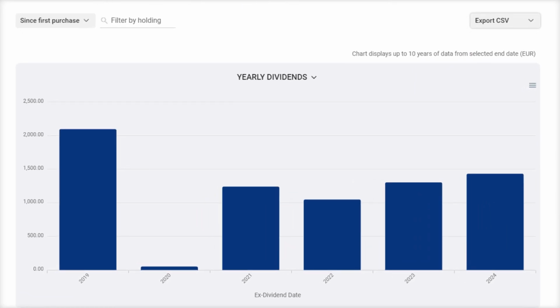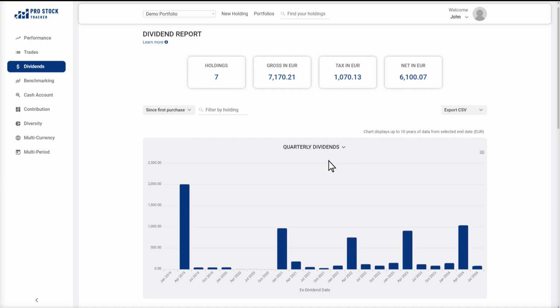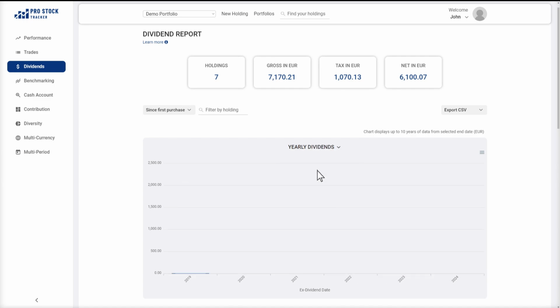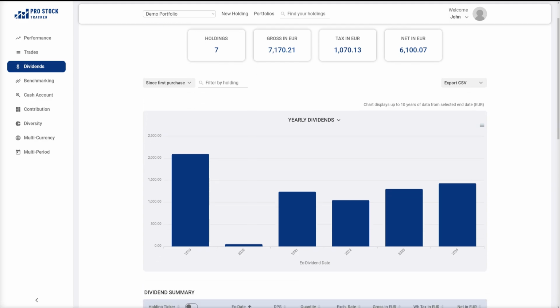Now, let's take a look at the chart, an interactive visualization that illustrates your portfolio's or selected holdings' gross dividend income over time. You can toggle between quarterly and yearly views to see the total dividends you received within each quarter or year. This helps you track your income, providing a clear picture of your earnings over time.